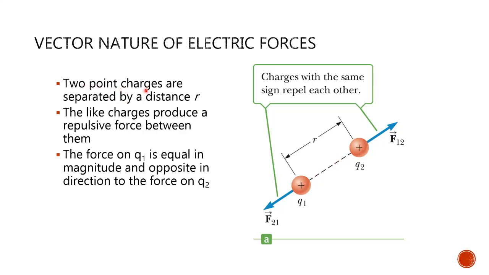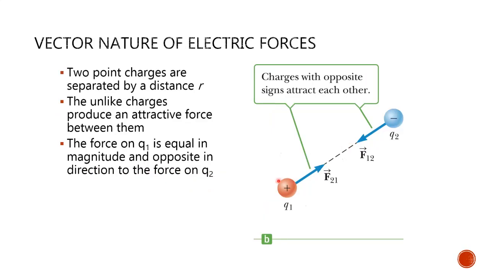Again, two point charges are separated by a distance r. The like charges produce a repulsive force between them, and the force on Q1, meaning F sub 21, is equal in magnitude and opposite in direction to the force on Q2. So these two are equal in magnitude but opposite in direction.